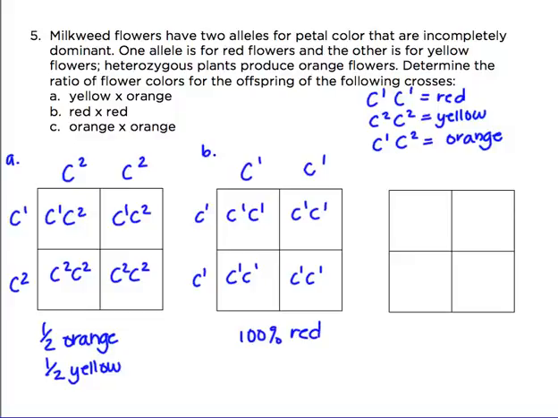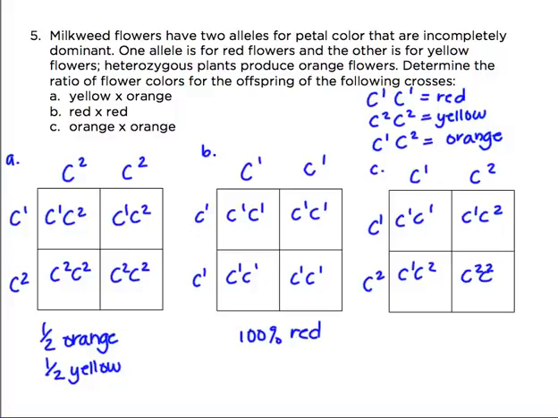Okay. For C, you have an orange plant times an orange plant, which are the heterozygotes. So you have C1, C2, C1, C2. And this is similar to a monohybrid cross, but because of the incomplete dominance, you'll see that the ratios are a little bit different. So you have C1, C1, C1, C2, C1, C2 again, and C2, C2.